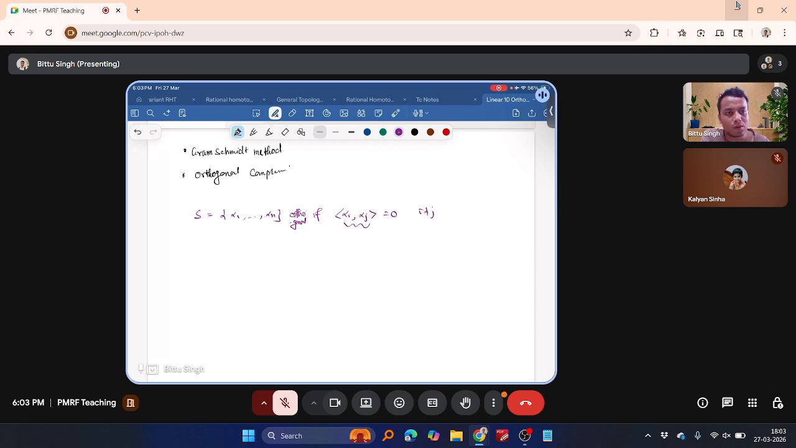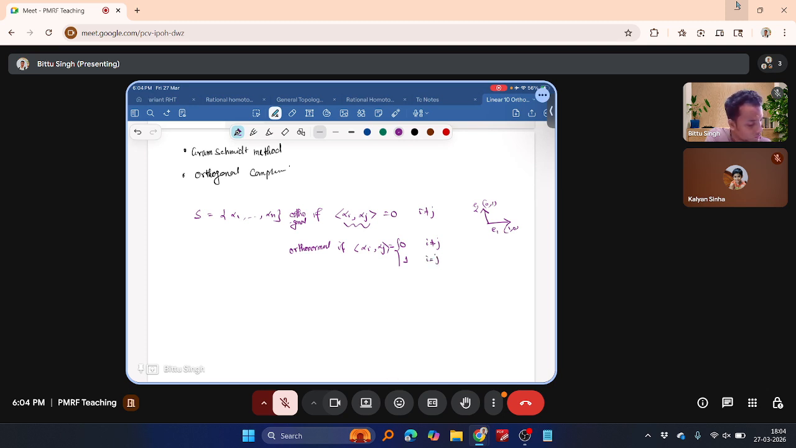Sometimes it is called alpha i is perpendicular to alpha j, because the idea comes from vector spaces. For example, inner product of e1 and e2 is 0 in the standard inner product space. And this set is said to be orthonormal if the inner product of alpha i with alpha j is 0 whenever i is not equal to j, but in addition the inner product of alpha i with alpha i should be 1.